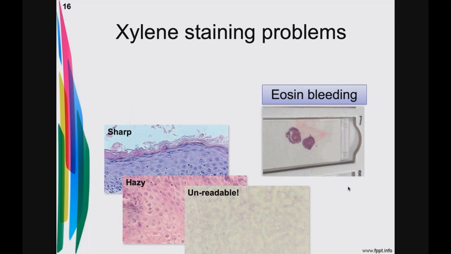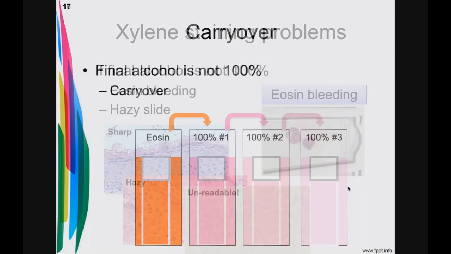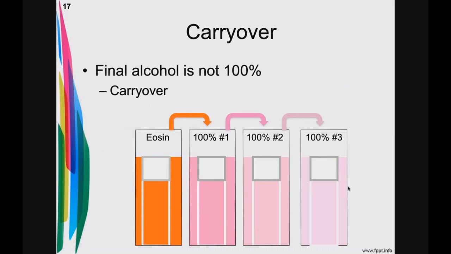The bottom two pictures show what it's like when your final 100 is not 100 and you get development of hazy slides. So if you hear the complaint from the pathologist saying the slides are hazy today, don't go troubleshoot your stain. Go back and replace your alcohols, because that's the cause of it. So as I've already told you, if the final alcohol is not 100%, you get these side effects, eosin bleeding and hazy slides.